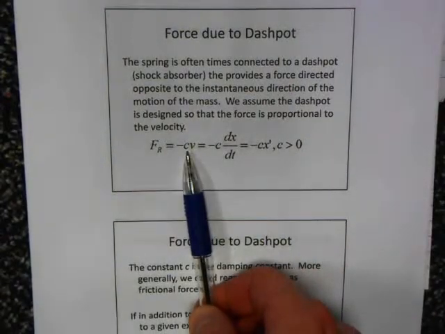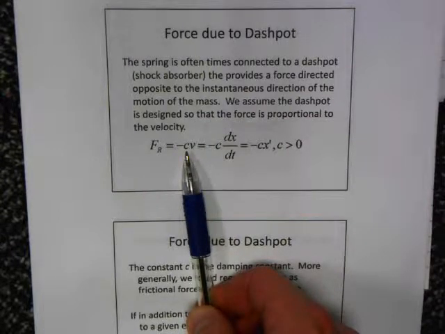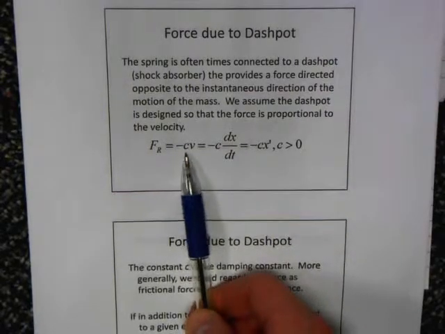And again, why is it negative? Because it's a restoring force. It's in the opposite direction. So if the velocity is currently positive, then what's the restoring force doing? It's in the opposite direction. It's going to slow it down. So that's why we have that negative there.